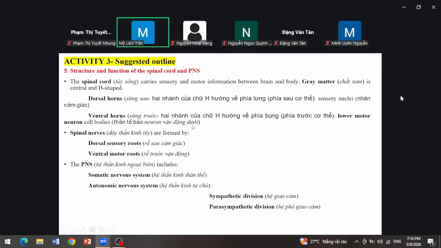Spinal nerves are formed by dorsal sensory roots and ventral motor roots.